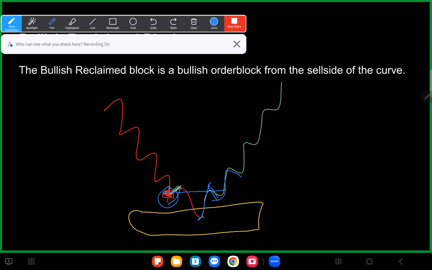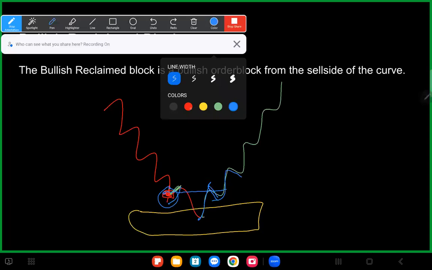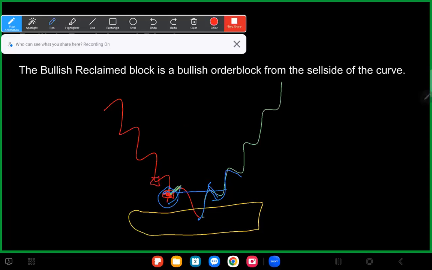But if you just want the definition of what a bullish reclaimed order block is, it's just that last down close candle or that order block that leads to a little rally on the sell side of the curve. And then once we enter the buy side of the curve, price will come back down, mitigate that level, and then go higher. Now, similarly, we have this order block right here, and then we see that that leads to a price run higher.